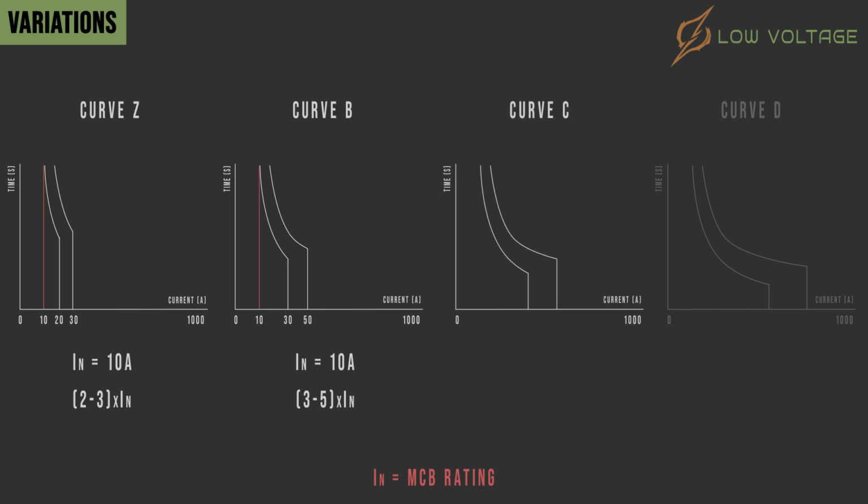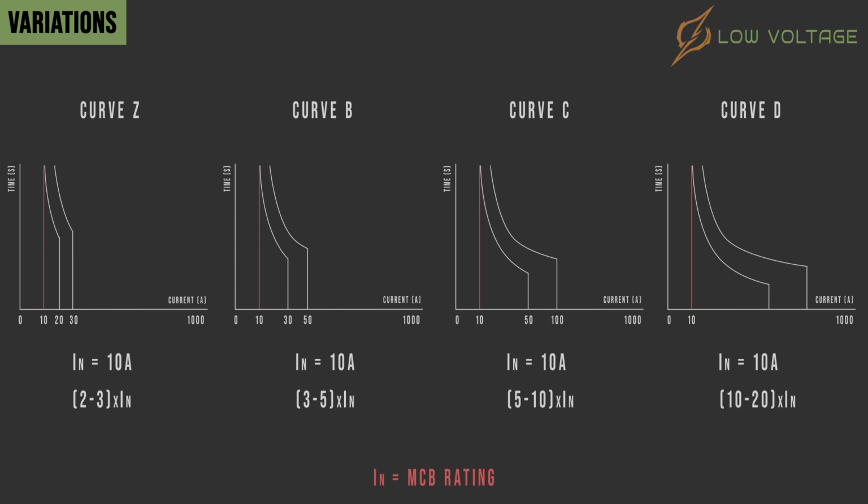We also have curve C. This curve example has rated current IN equal to 10 amperes and general magnetic settings 5 to 10 times the value of the rated current IN. This gives us magnetic settings between 50 amperes and 100 amperes. We also have curve D. This curve example has rated current IN equal to 10 amperes and general magnetic settings 10 to 20 times the value of the rated current IN. This gives us magnetic settings between 100 amperes and 200 amperes.